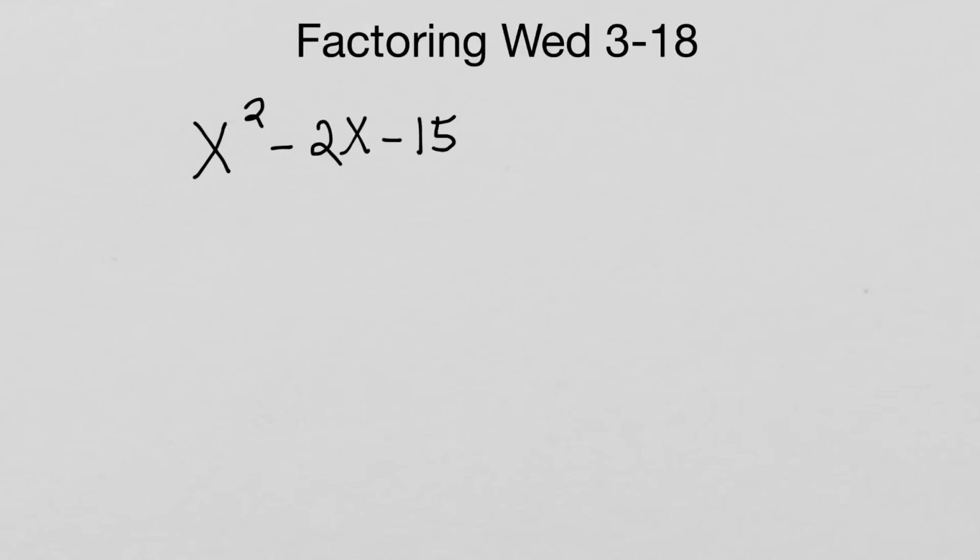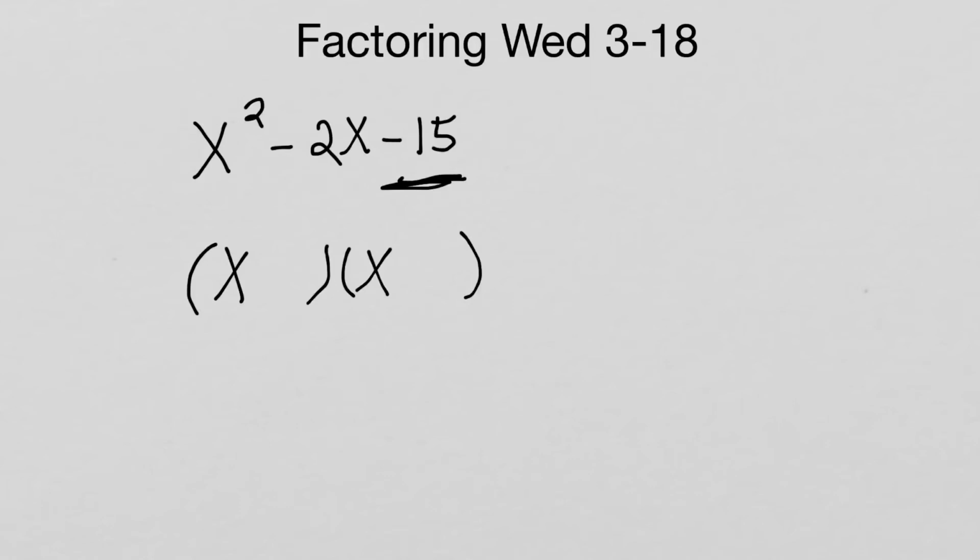All right, we've got x squared minus 2x minus 15. Nothing in front of the x squared, so I just go ahead and make my template. x. As the numbers get bigger, the amount of numbers that multiply together to give you 15, negative 15, the final number will increase.